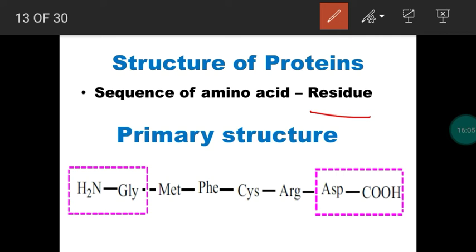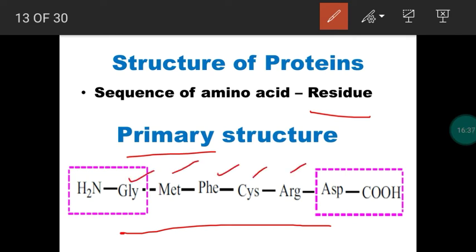First one, primary structure. Primary structure is the backbone of the protein. This is nothing but a polypeptide chain. Amino acids are linked together by peptide bonds, so they are forming a chain. So this polypeptide chain is called what? Primary structure. In this example, how many amino acids do we have? We have totally 6 amino acids joining together to produce this polypeptide chain.